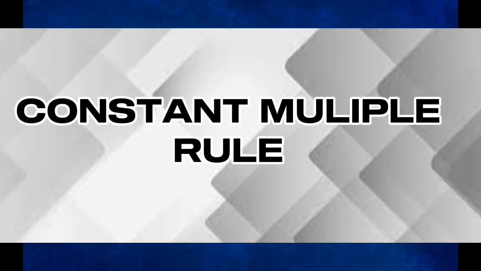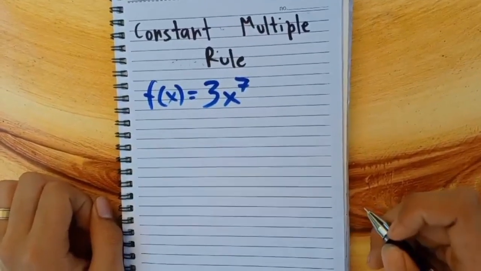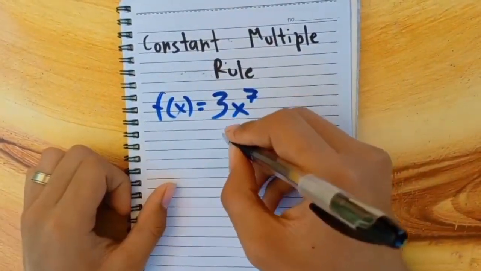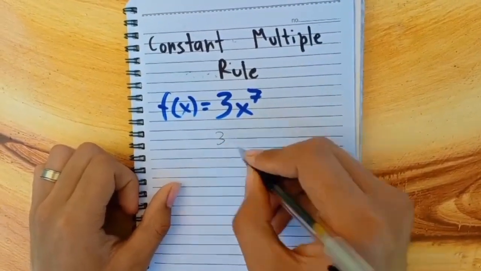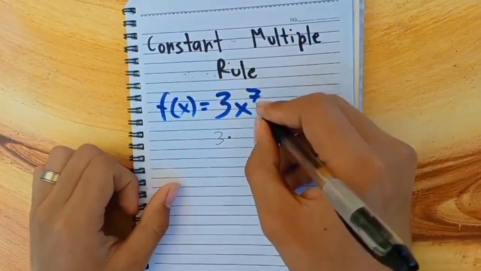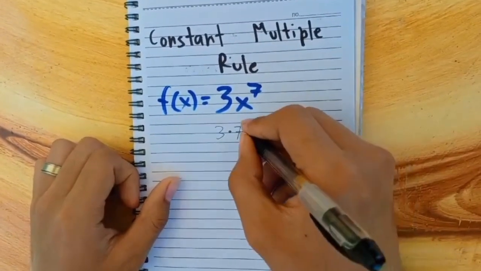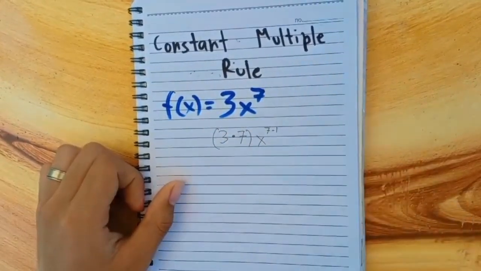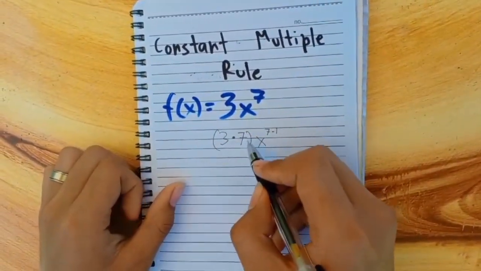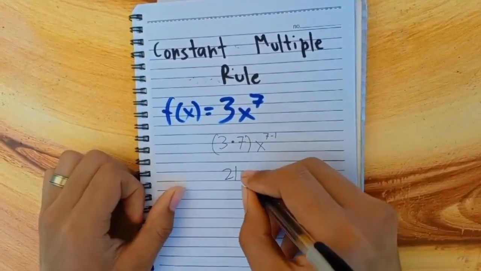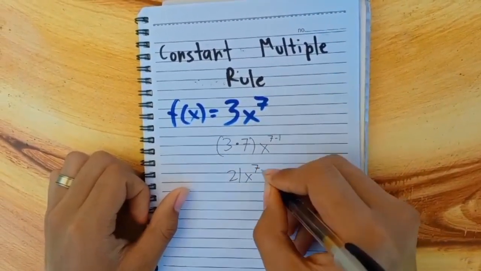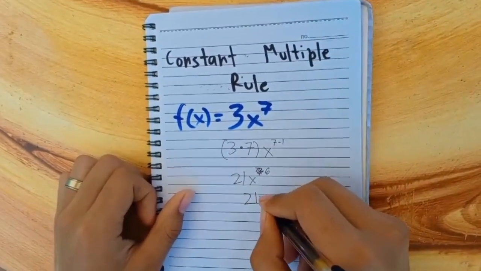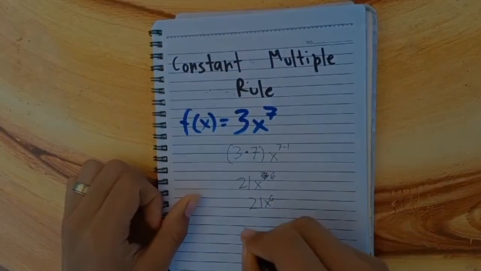Next is the constant multiple rule. Now, let us tackle the constant multiple rule. It is very similar to the power rule, where you just take the constant, which is 3, times the power of x, which is 7. Then x to the power of 7 minus 1. And you just solve. 3 times 7 is 21, x to the 6, being the final answer, 21x to the power of 6.